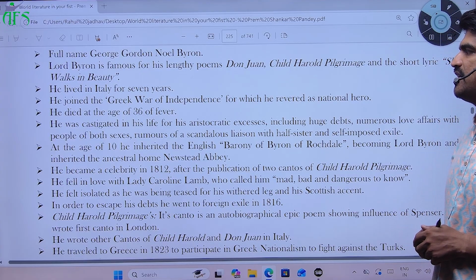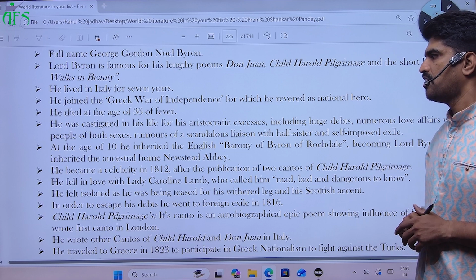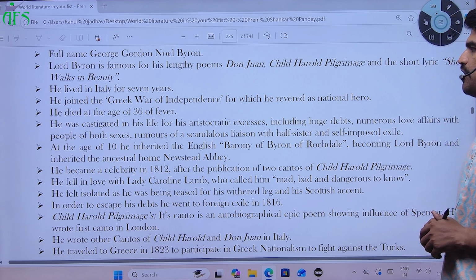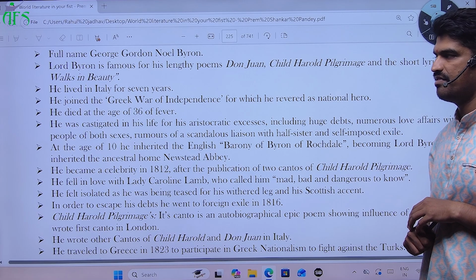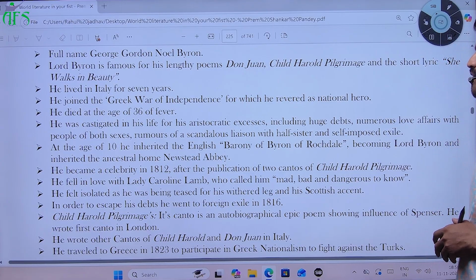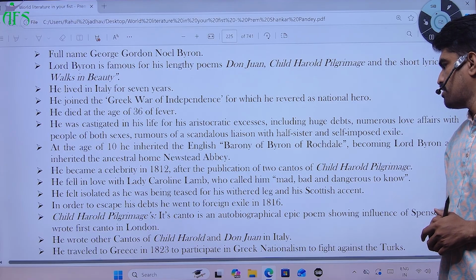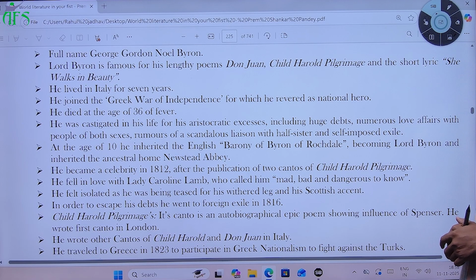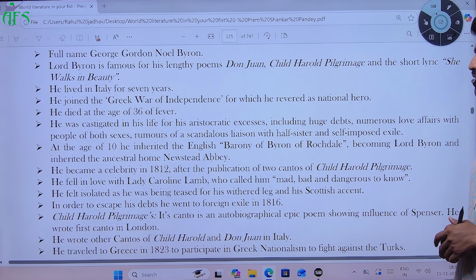He lived in Italy for 7 years, then he joined the Greek War of Independence, for which he is revered as a national hero, and he died at the age of 36 due to high fever. He was castigated in his life for his aristocratic excesses, including huge debts, numerous love affairs with people of both sexes, rumors of a scandalous liaison with his half sister, and self-imposed exile.